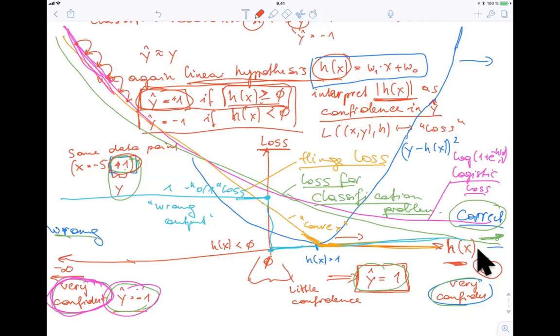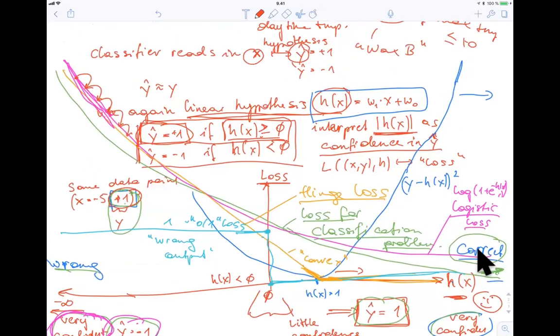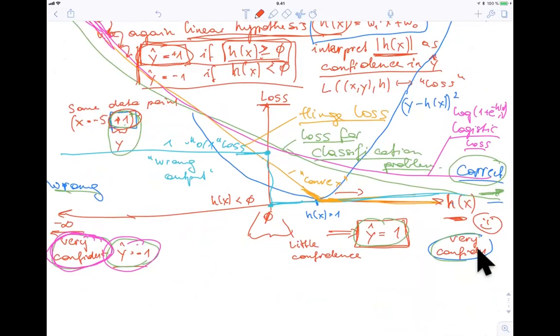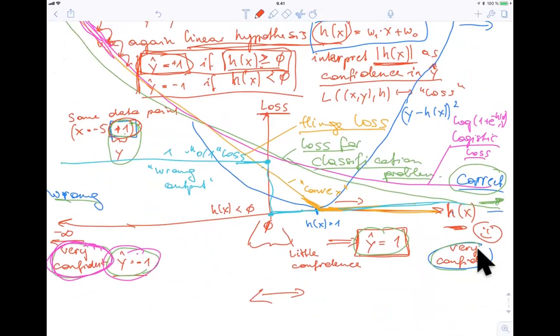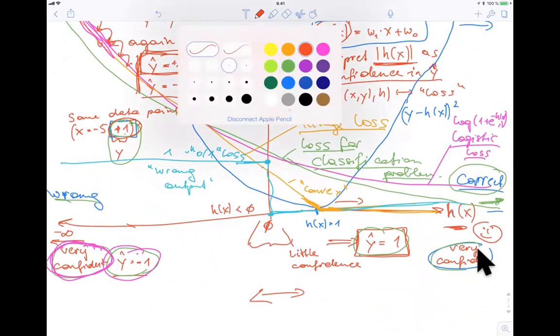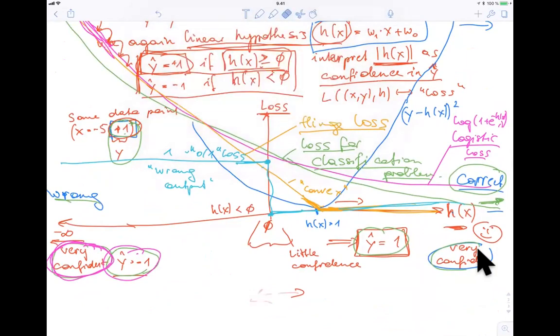You could also define the classifier differently, so you could say you predict plus one if the hypothesis is smaller than zero. You can do that, and the effect would just be that you mirror this image. But still, the squared error loss would also not work in this case, because the squared error loss goes up on both sides. That's the problem of the squared error loss for classification. It goes up to infinity on both sides, and one side must be the correct side.